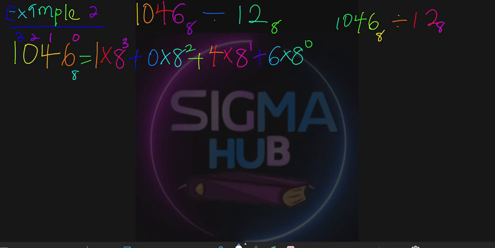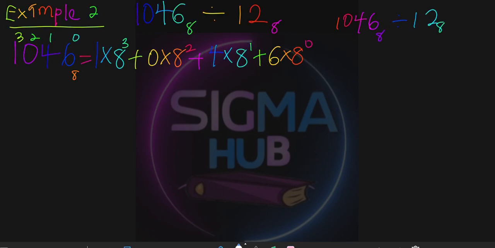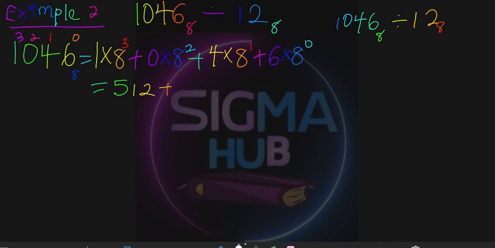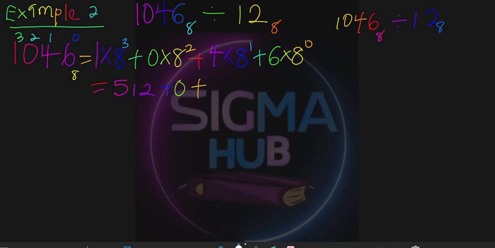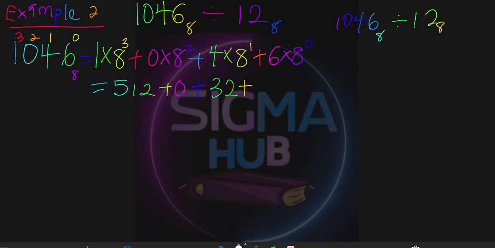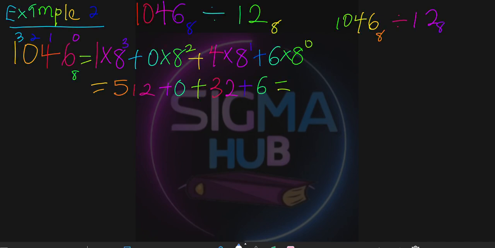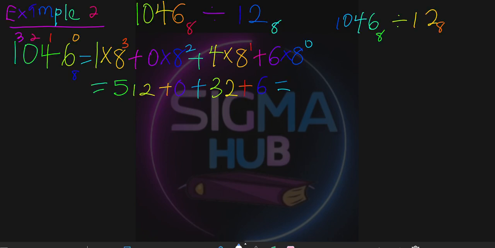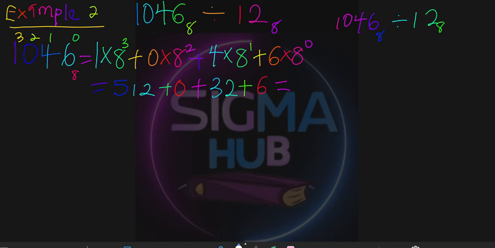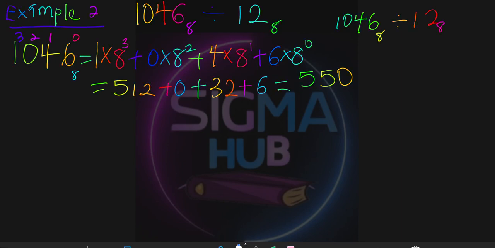And of course, 8 raised to the power of 3 is 512. So 512 times 1 is 512, plus 8 raised to the power of 2 is 64, but 64 times 0 is 0. And plus 8 raised to the power of 1 is 8, 8 times 4 is 32. Then plus 8 raised to the power of 0 is 1, 1 times 6 is 6. So adding all these together, 512 plus 32 plus 6 is going to give us 550. So we have 550, that's in base 10.